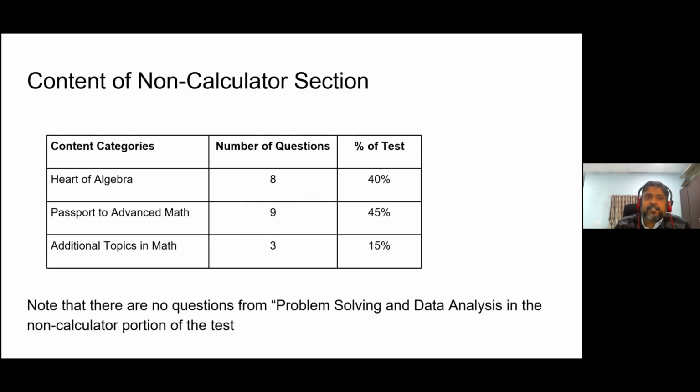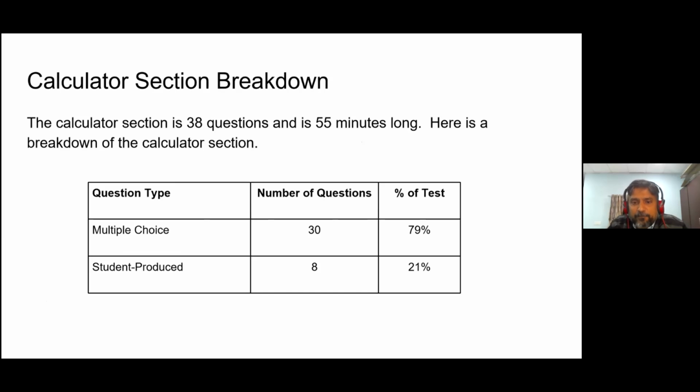In the second section, this is the non-calculator, which is broken down in terms of the units or the topics. So we can see that 8, 9, and 3 are the respective questions you get from Heart of Algebra, Passport to Advanced Math, and additional topics. As I have already said, no questions from problem solving and data analysis in section 3. All those questions will appear only in section 4.